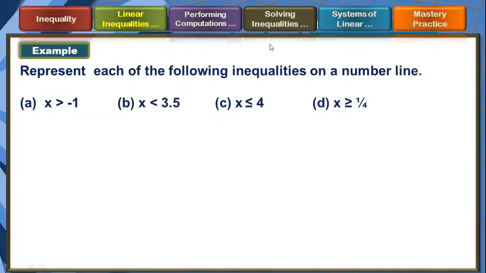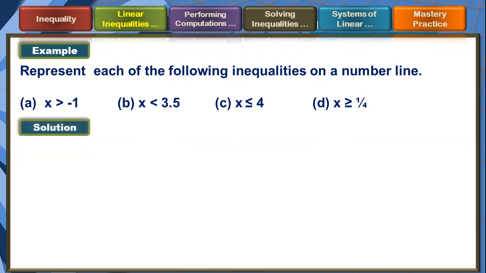Let's have some more examples. How do you represent each of the following inequalities on a number line? Number 1, letter A, we have x is greater than negative 1. Letter B, x is less than 3.5. Letter C, x is less than or equal to 4. And D, x is greater than or equal to 1/4.